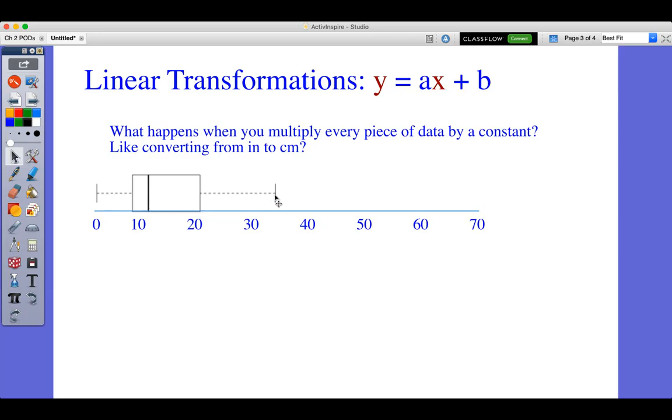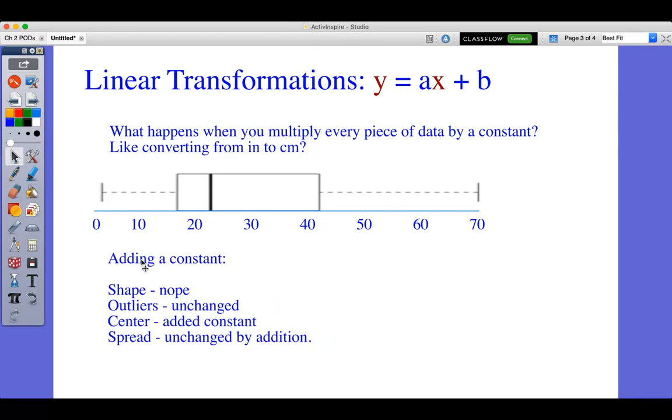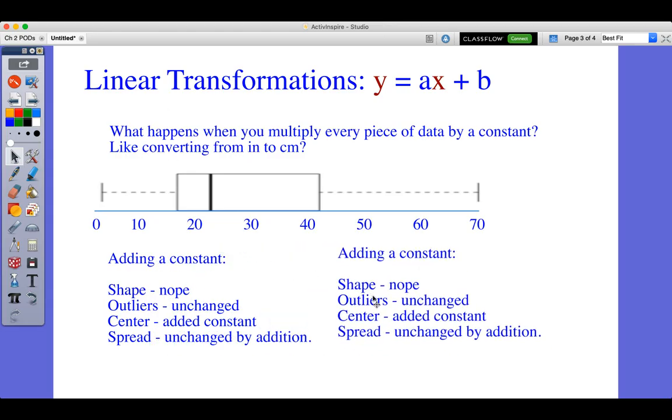So let's pretend like we're multiplying by 2. Then this 35 would have to double, to 70, but the 0 doesn't move. And so what's really going to happen is it's going to stretch out my data, okay? And notice what else has changed. Well, let's see what happens when we multiply by a constant.